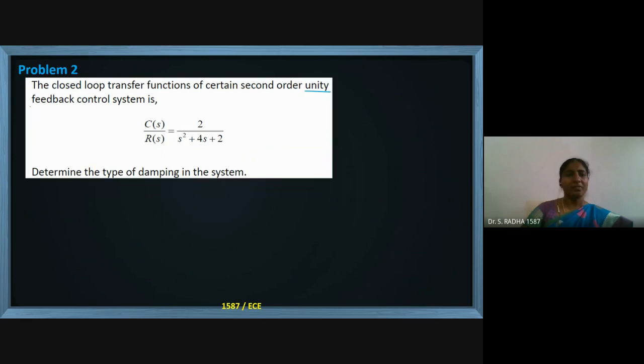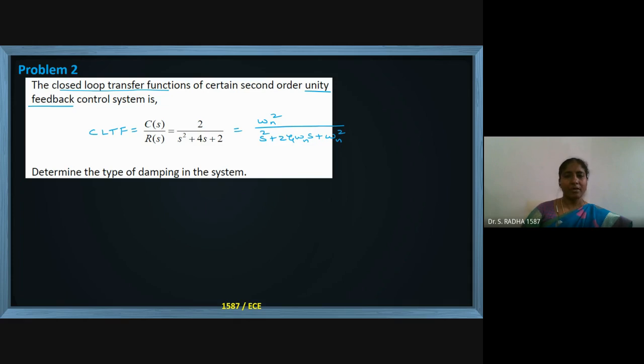But we need not do any calculation. Already the given thing is the closed loop transfer function. It is mentioned in the question itself. Now you compare this with the standard formula. For the closed loop transfer function, you have to remember the formula: omega n square by s square plus 2 eta omega n s plus omega n square. This is the standard closed loop transfer function in a second order system.